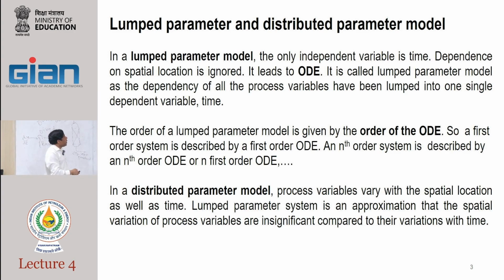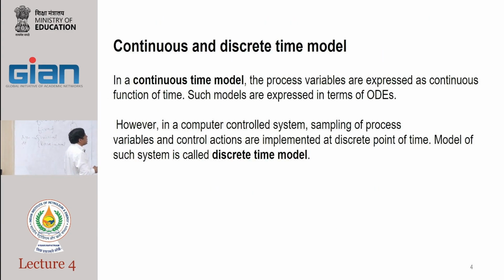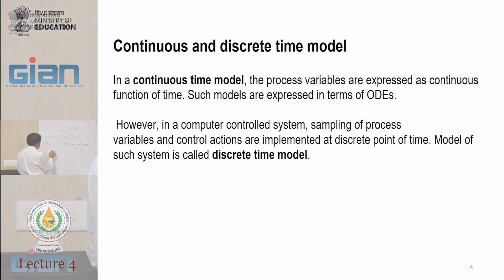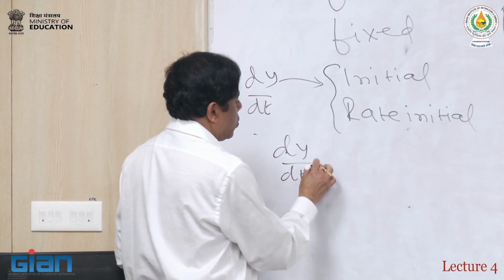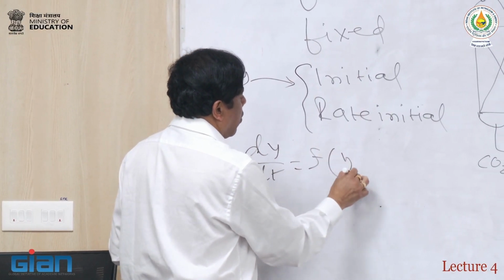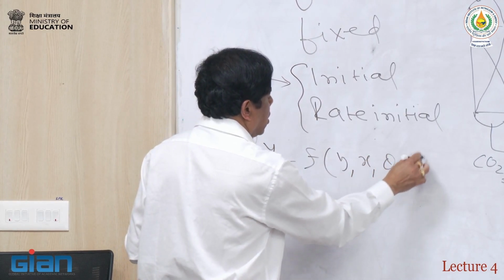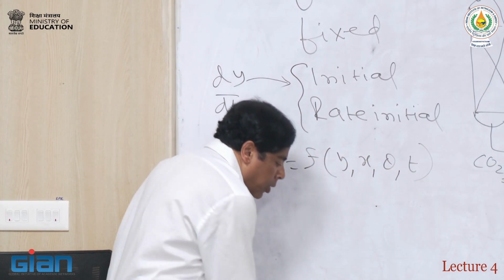Okay. Now, the other thing is continuous and discrete time models, right? We will mostly be discussing the continuous time model, with equations like dy/dt equal to f of (y, x, theta, t). So this is the type of model.